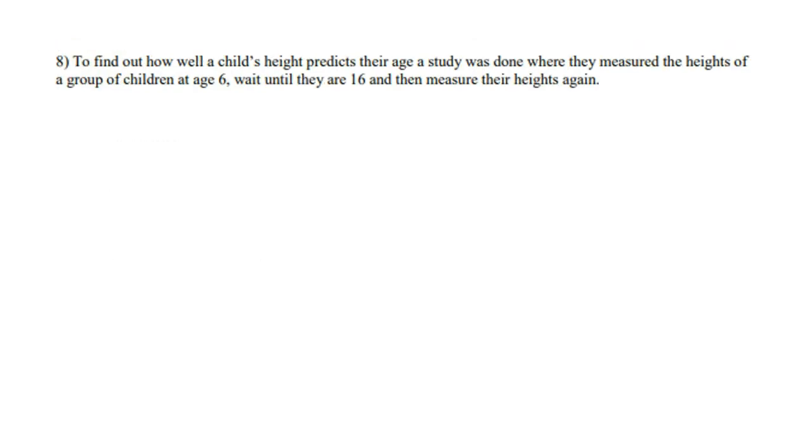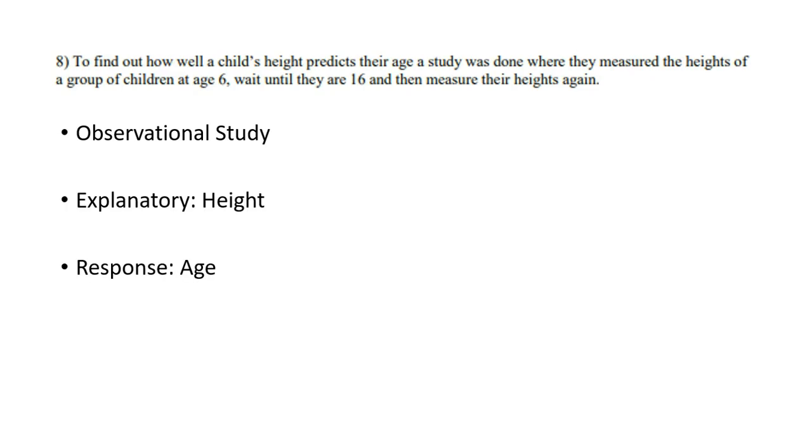All right, last one. To find out how well a child's height predicts their age, a study is done to measure the heights of a group of children at age 6, wait until they are 16, and measure their heights again. This would be observational. Observational because you're not doing any treatment. You're just measuring heights at 6, measuring heights at 16. So the explanatory is the height, and then your response is the age. Okay, because they want to see if the height can predict the age. So that's why.